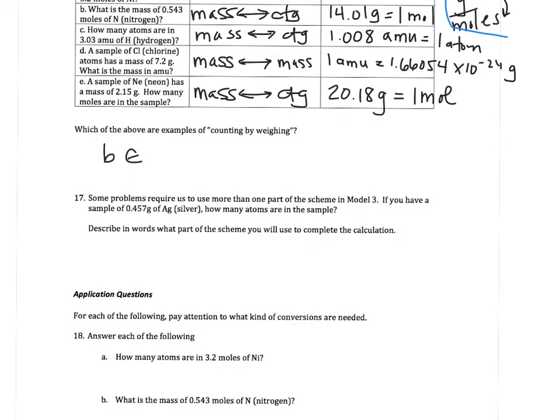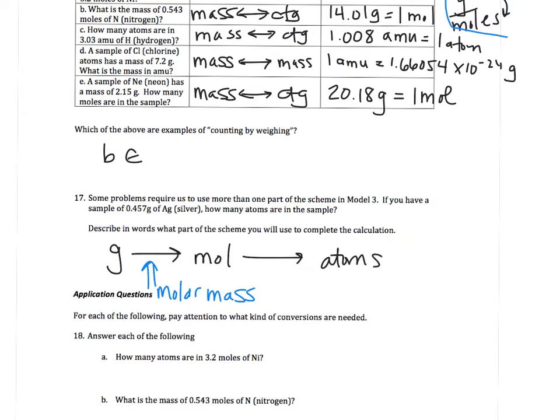We would start with grams, and then we could go to moles, and we would do that by using a molar mass. And then we could go to atoms by using the definition of a mole, because we know that 1 mole equals 6.022 times 10 to the 23rd.